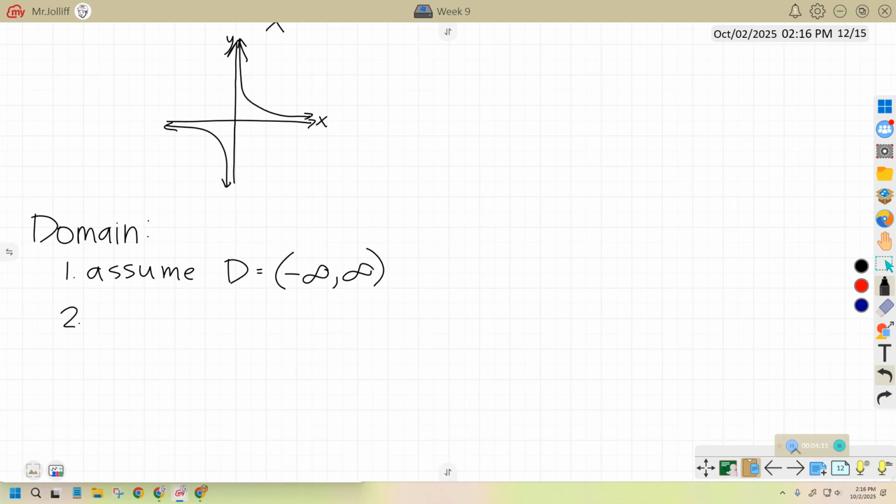In functions where there is a variable in the denominator, what am I not allowed to have in the denominator of my fractions? Zero. Can't divide by zero. Zeros are no-no. So the second step is I am going to set the denominator equal to 0 and solve for x. Very good, Bruno. What we're finding in step 2 are the no-no zones. What values of x am I not allowed to have? Those are where the denominator is 0.